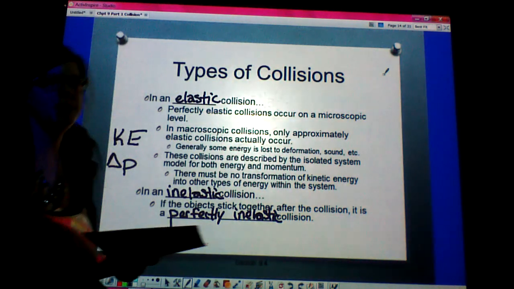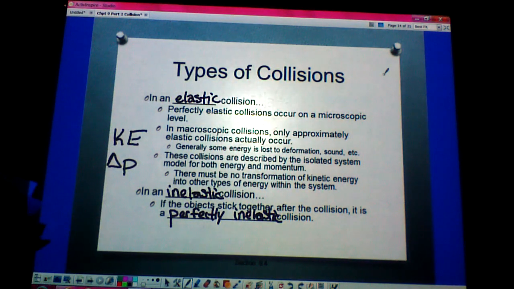Hi guys, we're going to continue on with our types of collisions. I also want to do some examples with collisions and using some of the formulas that we're about to get to for elastic and inelastic.